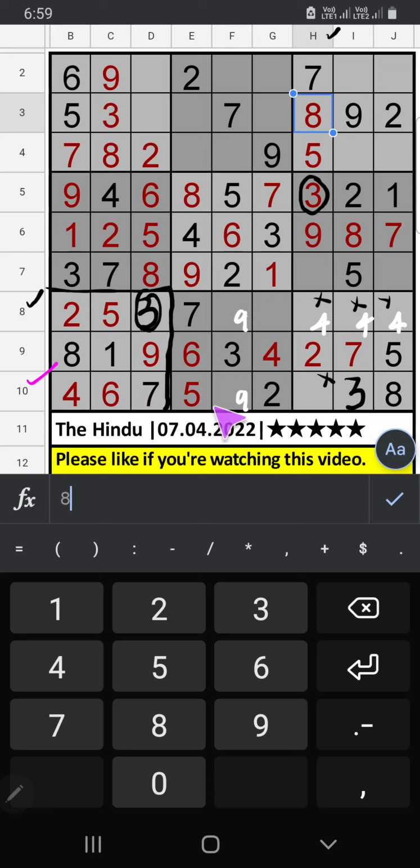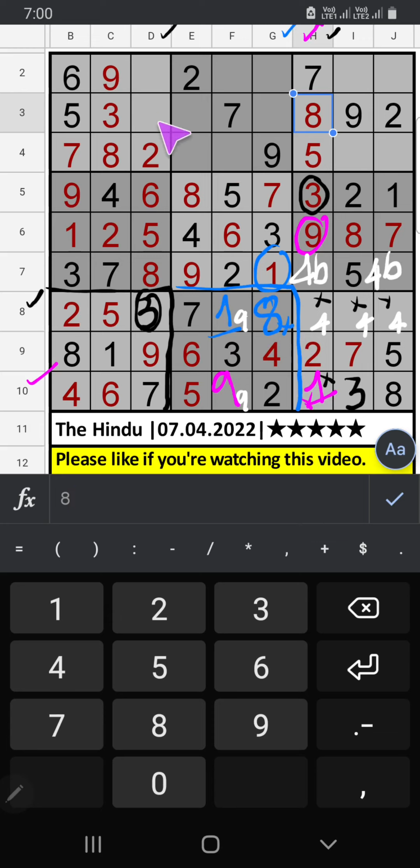10th row, 2 numbers are remaining, 1 and 9. Column H, we have 9. So 9 can't come in the cell. 9 is confirmed here. Then 1 is here. 8th grid, only 2 numbers are remaining, 1 and 8. Column G, we have 1. So 1 can't come in this cell. 1 is confirmed here. Then 8 is here.